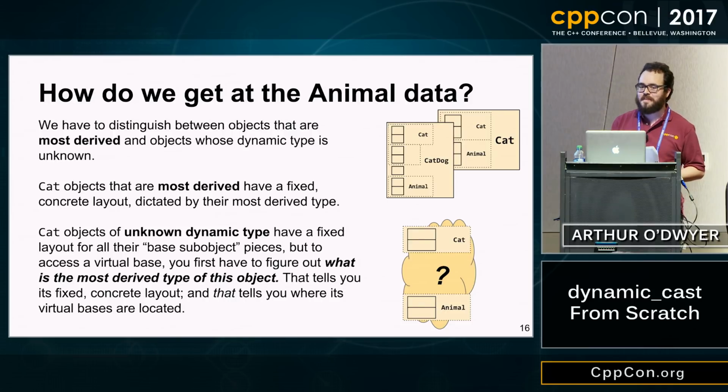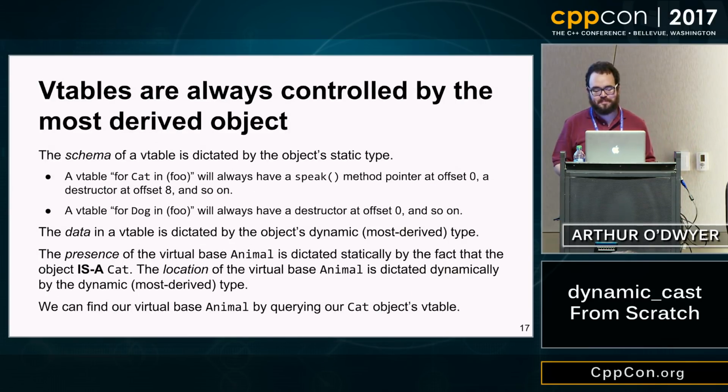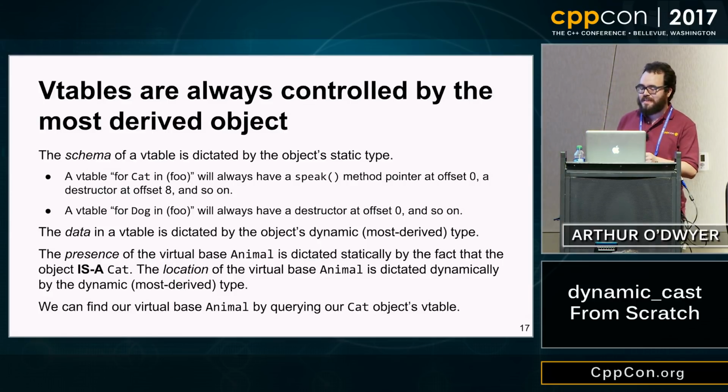Well, we have a place for stuff that's determined dynamically at runtime. That place is the vtable. So, vtables. Vtables have two things going on in them, right? There's the schema of the vtable, of what stuff it contains. It contains a pointer to my speak method, a pointer to my destructor. The v-pointer itself is located at offset 0. Those are sort of the schema of the vtable.